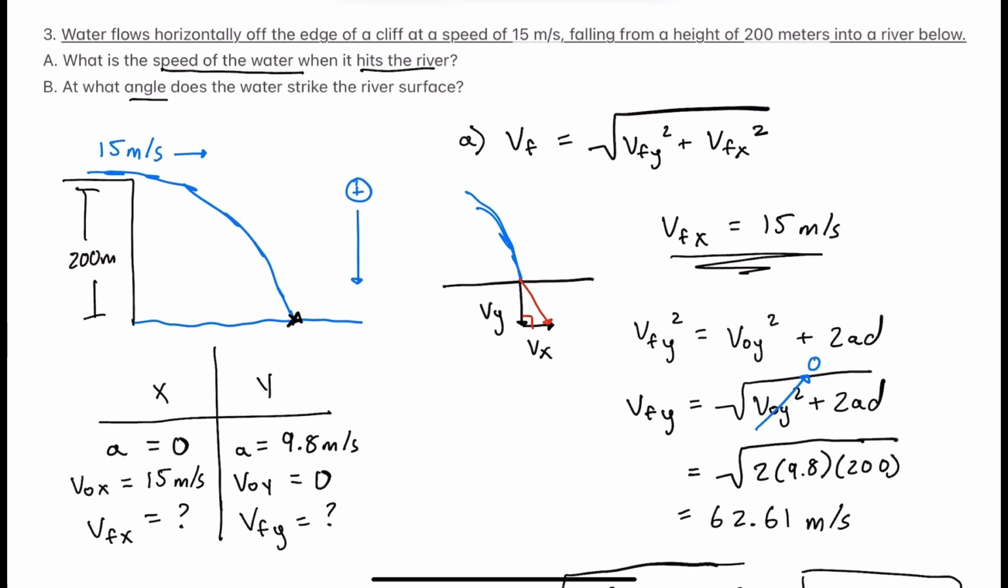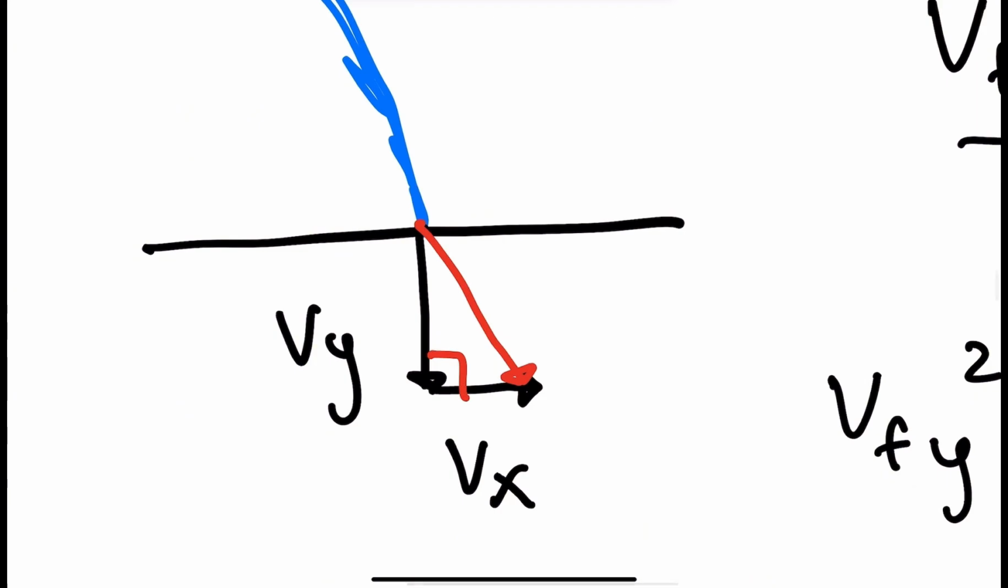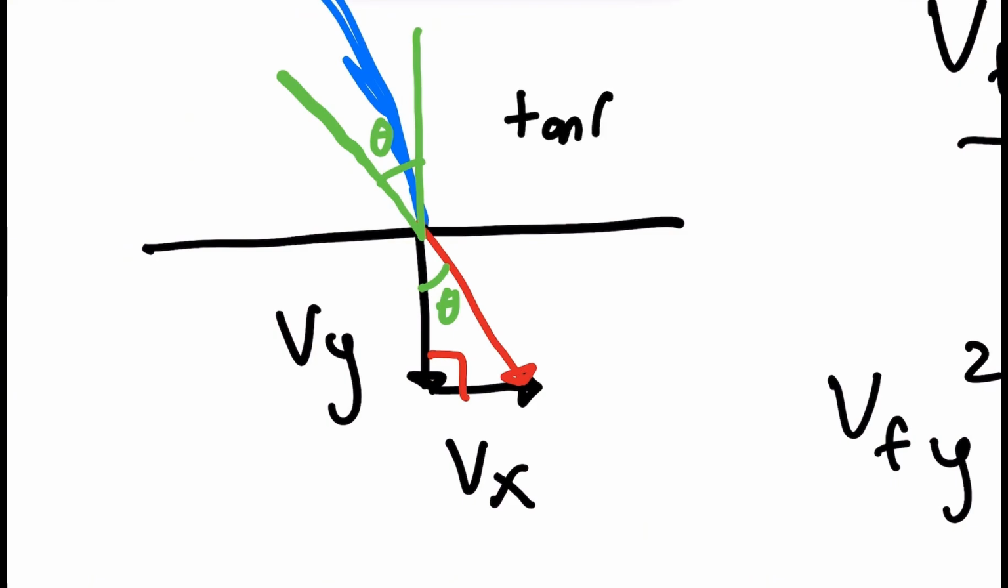Part B asks for the angle that the water strikes the river surface. If we go back to our model here and extend some of our vectors, we have the two vertical angles here, and we can use theta and our velocity in the y and x components to find the angle. And we can see that tan theta, which is equal to the opposite side over the adjacent side, is also Vx over Vy.